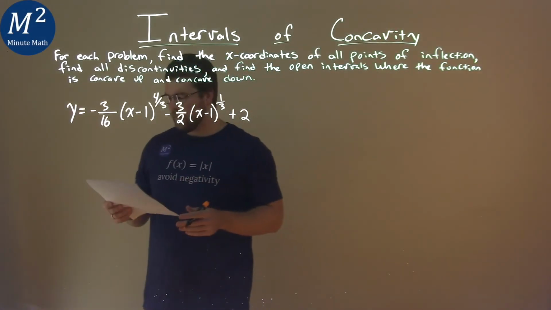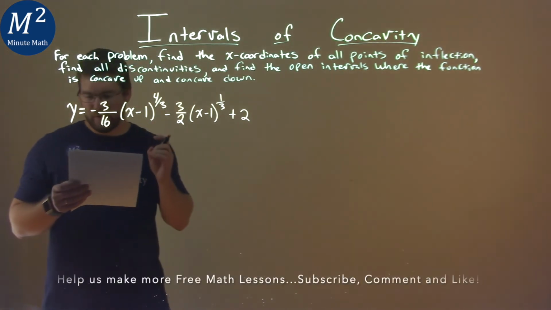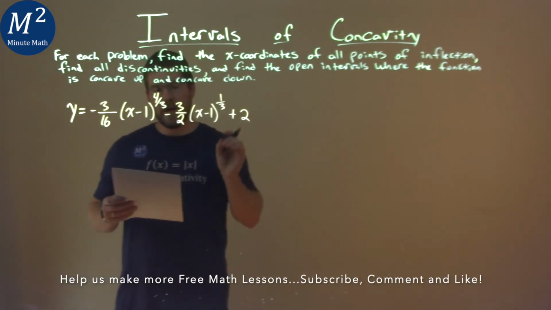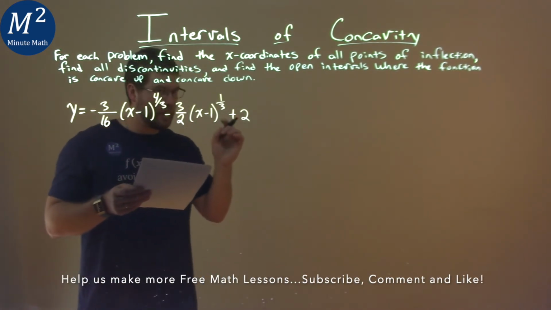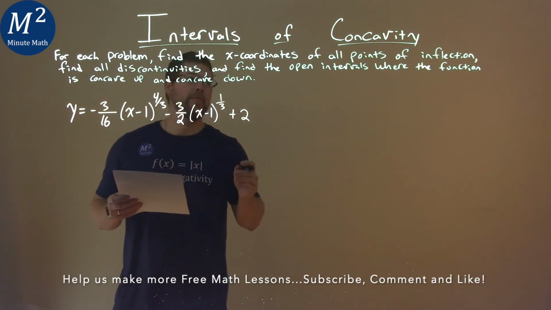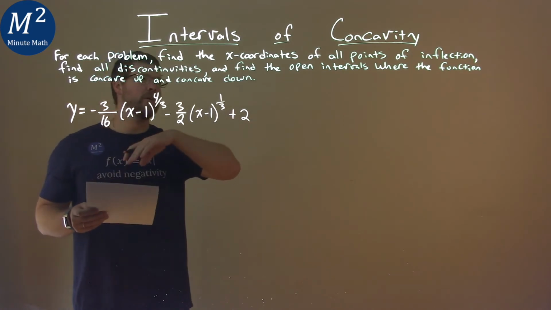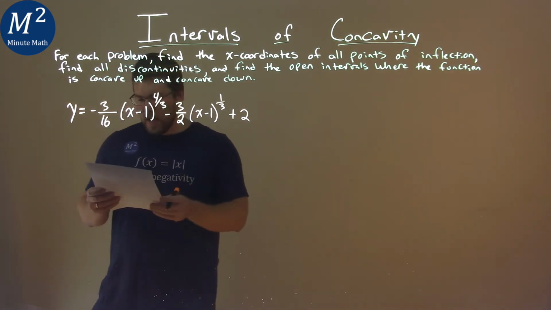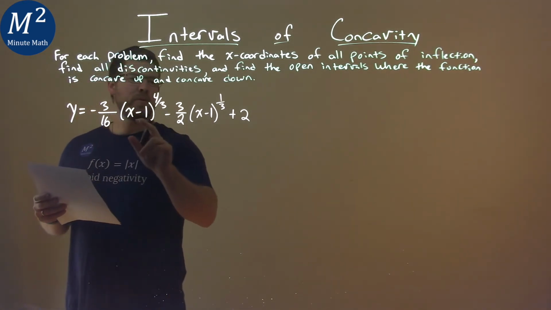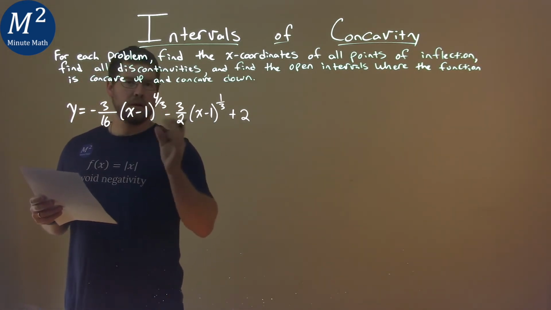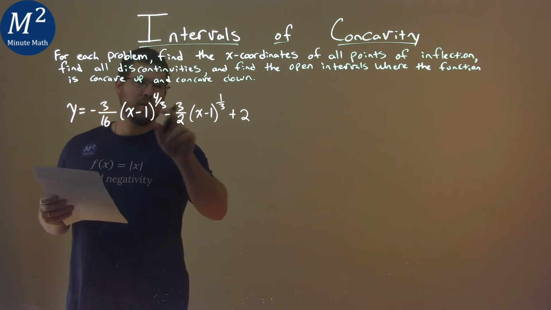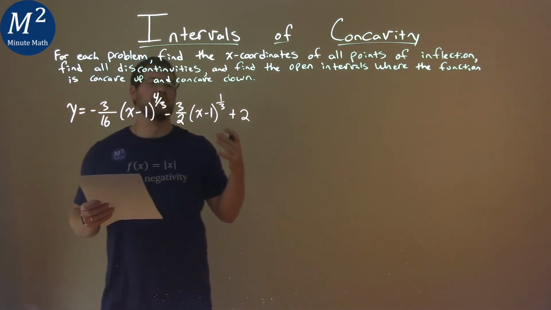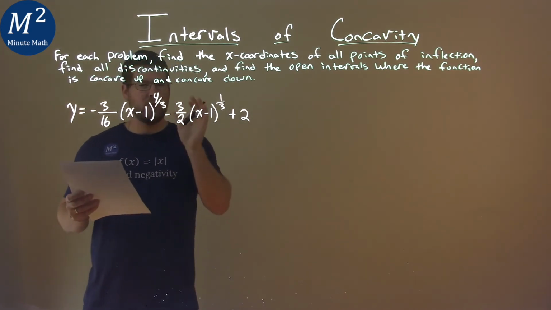We're given this problem right here. y equals negative 3 over 16 times (x minus 1) to the 4/3 power, minus 3/2 times (x minus 1) to the 1/3 power, plus 2. And we define points of inflection, discontinuities, and intervals where the function is concave up and concave down. Now, one thing I notice here, we're taking the 3rd root. That's the only thing that's really going on here that could cause an issue. But there's no values that we cannot plug in. There's no jumps going on with what we know about these functions.